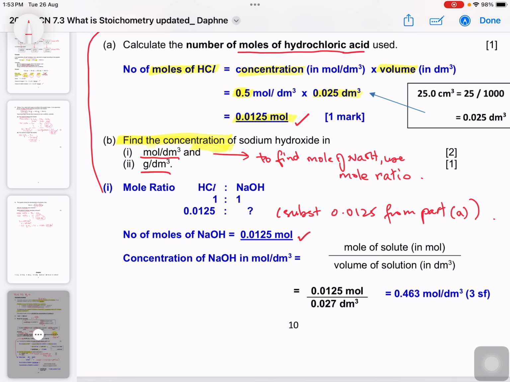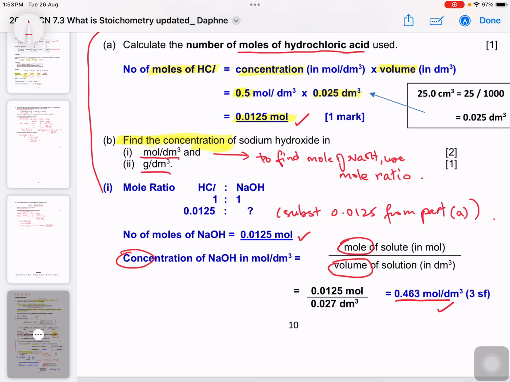What's our formula for concentration? Formula for concentration is mole divided by volume. Okay? Mole divided by volume. So substitute in 0.0125 divided by 0.027. That is the volume of NaOH. And we will get the answer to be this. Okay, so settled. Done. Oh, not settled yet.